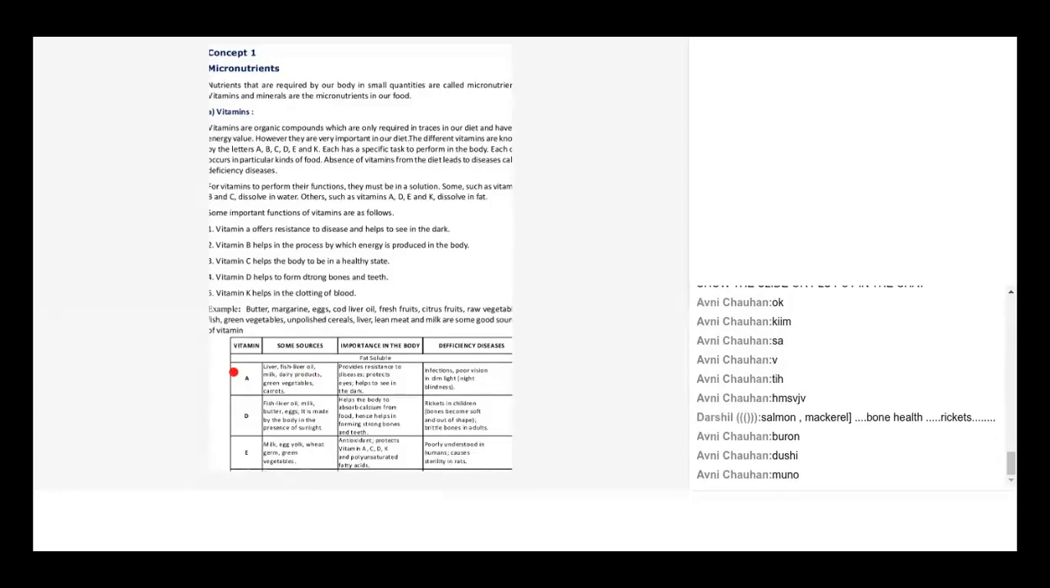You get abundant vitamin A in milk, and of course dairy products. What are dairy products? Cheese, curd, paneer, right? These are all dairy products. You also get vitamin A in green vegetables and of course carrots. We have discussed carrots for such a long time.